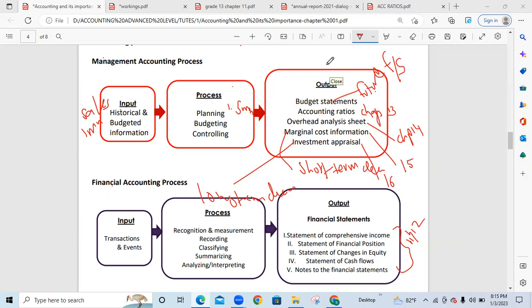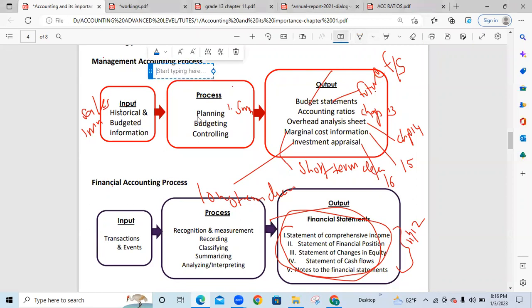Past. Yeah, Shafna. Guys, if you are preparing a past financial statement, is it financial accounting or management accounting? Past. You're preparing about the past, that is financial. This is a past financial statement. Budget statements are future.